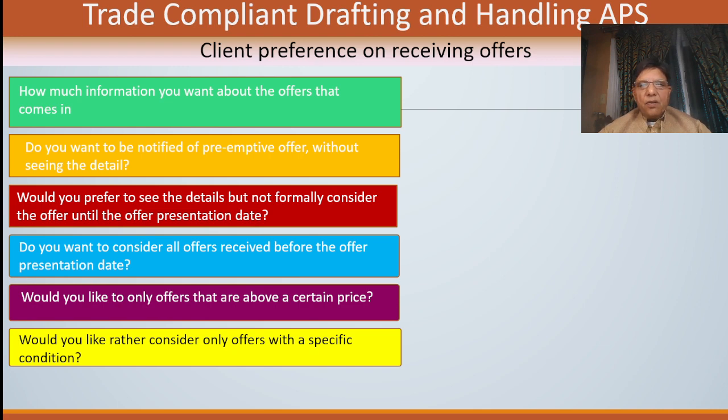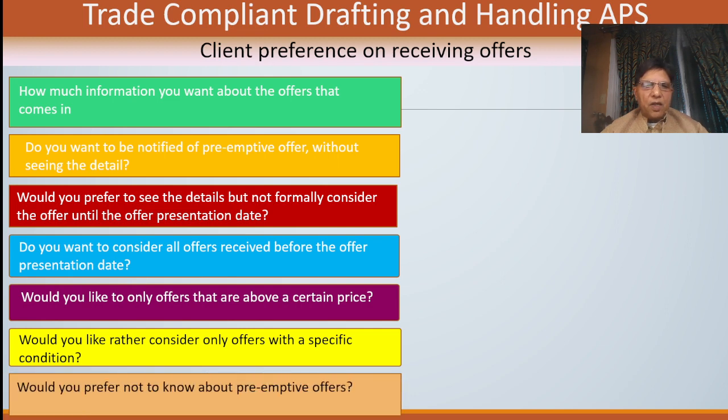Would you rather consider only offers with a specific condition? Sometimes your client may say, I don't want to see any offers which have this condition or which don't have this condition, I will be considering only those offers. So that's another question you can ask. Would you prefer not to know about preemptive offers? This is optional, because it should be asked at the time of the listing. If your client says they will not be accepting any preemptive offers, you can mention in the listing that preemptive offers are not going to be entertained.